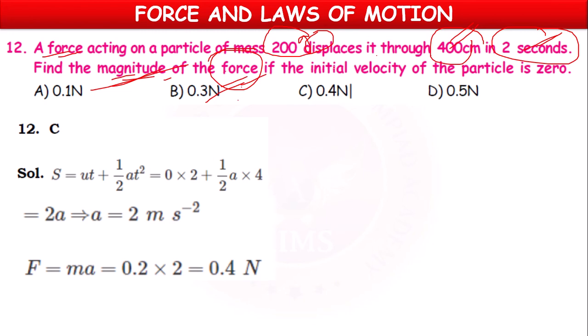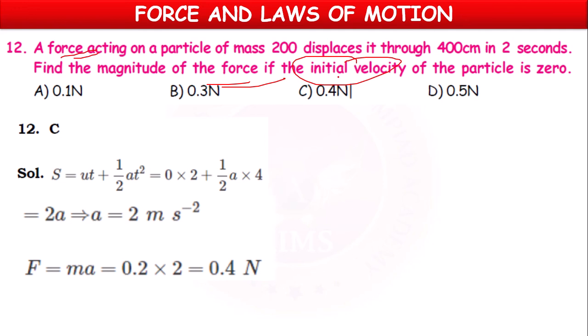Now we have to find force. If the initial velocity of the particle is 0, the u value is 0. If the initial velocity is 0, then we have to find the force acting on the particle. Here what they have given: mass they have given, displacement they have given, time they have given, and initial velocity they have given.